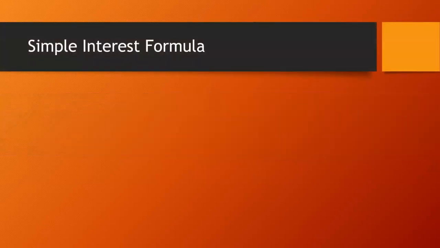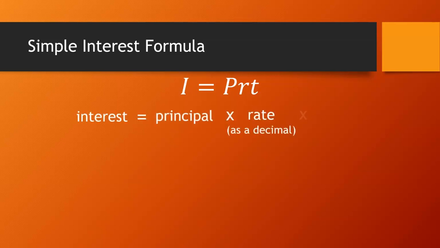The simple interest formula can be used to find the interest that we owe when we borrow money. In the formula, I represents interest, P is the principal, R is the interest rate as a decimal, and T is the time in years. The fact that time has to be written in years is what can make this formula a little bit tricky.